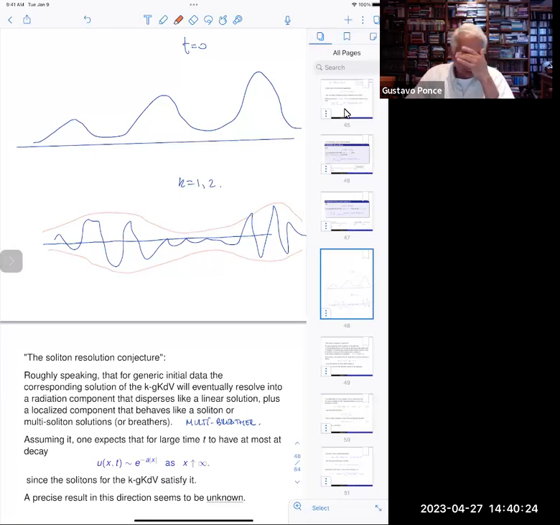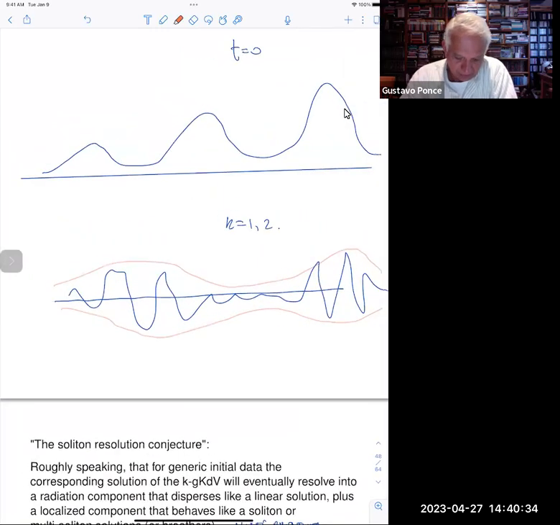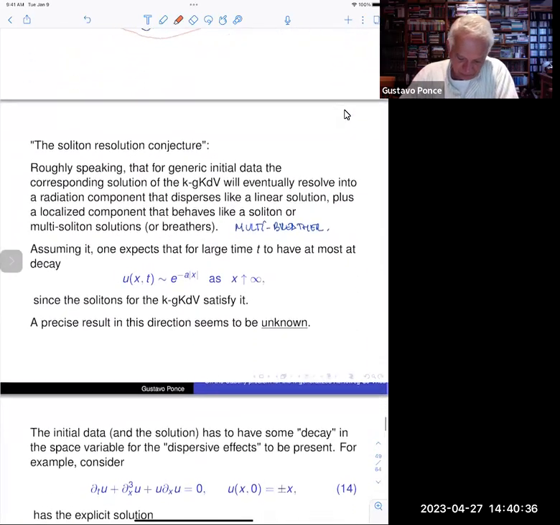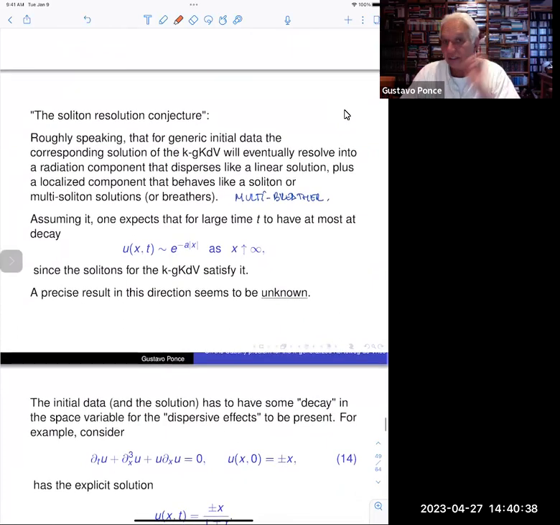This was proved recently. I don't recall the name by heart, but this is proof that you have multi-breather for the KdV. Okay. Then we are not going to talk more about breathers. We are going to talk about much simpler things.